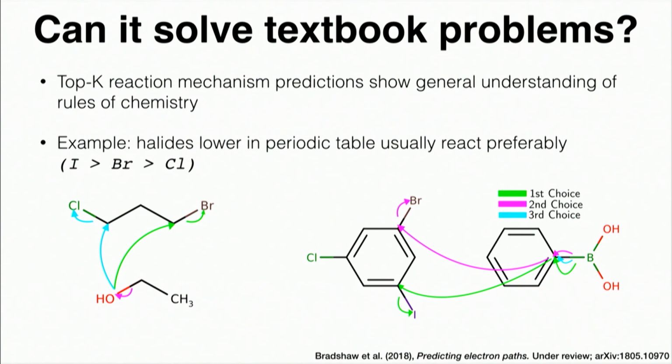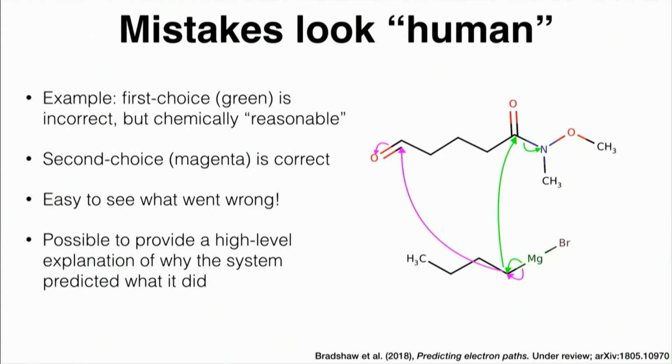So we threw it a bunch of problems from an organic chemistry textbook that were really out of scope for the kind of things that show up in a patent database, which is where the data set comes from, and it consistently shows, I think it understands chemistry better than me. I've picked this up from the chemists. And it also makes mistakes that look human, right? So the first strike here is wrong, but somebody who is informed in the area looks at it and it's like, oh, I see, that's like a reasonable mistake. And the second choice here is actually the correct one. And so this provides a high-level explanation of why the system predicted what it did, but not in a post hoc explain what I did way, but rather in a here's actually the process that I'm predicting.